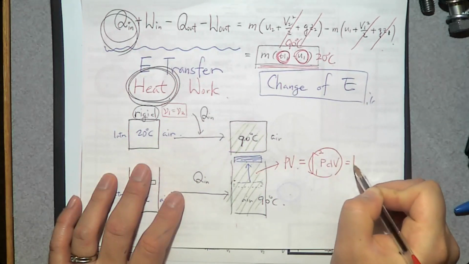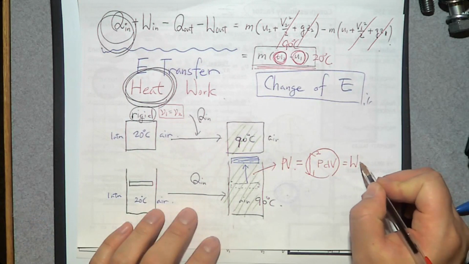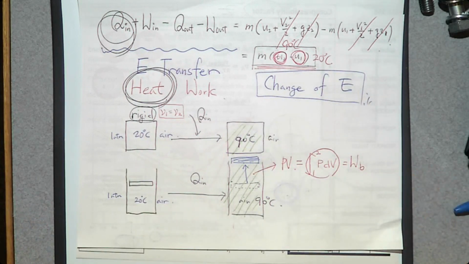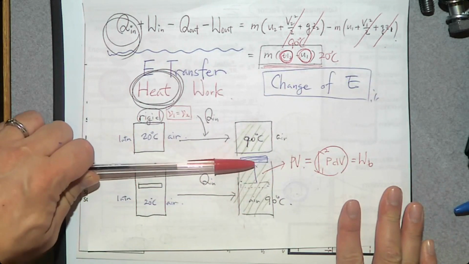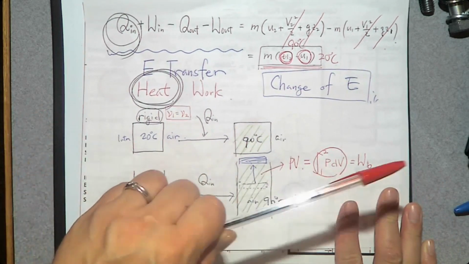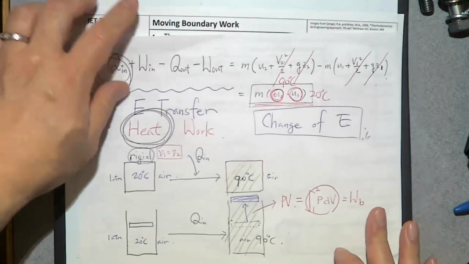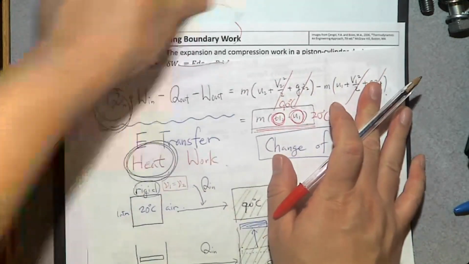This is work. And this work is different from W in or W out. So I'm going to say this is moving boundary work. This B stands for boundary. Because of this energy transfer boundary, which is this piston moved, there's a work associated with this boundary movement, that is moving boundary work.